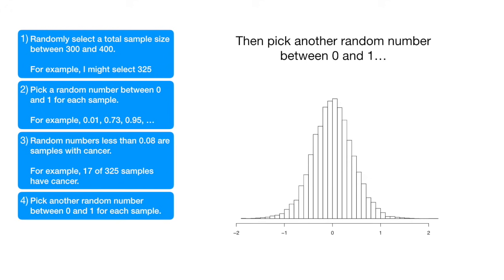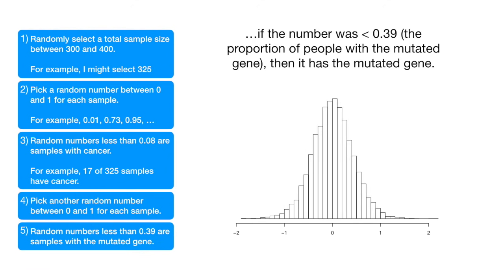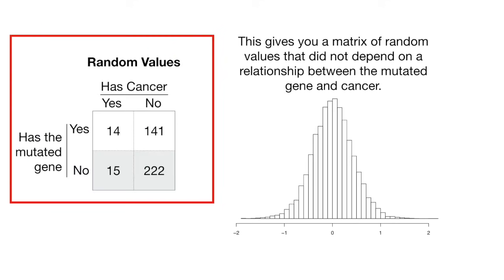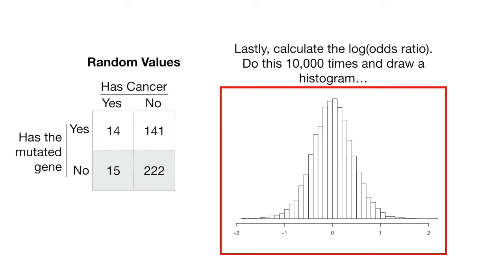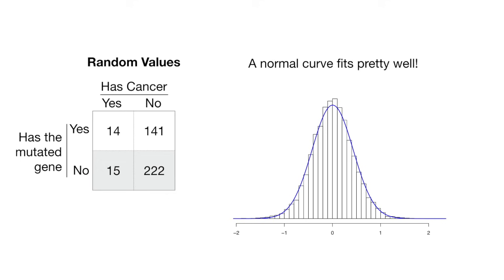Then, pick another random number between 0 and 1. If the number was less than 0.39, the proportion of people with the mutated gene, then it has the mutated gene. This gives you a matrix of random values that did not depend on a relationship between the mutated gene and cancer. Lastly, calculate the log of the odds ratio. Do this 10,000 times and draw a histogram. A normal curve fits pretty well.